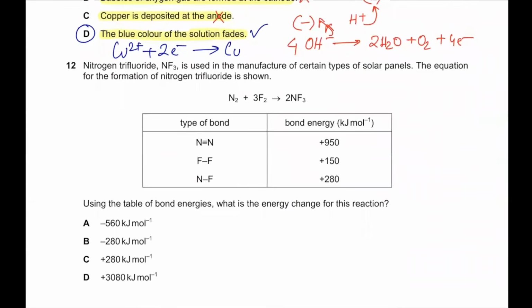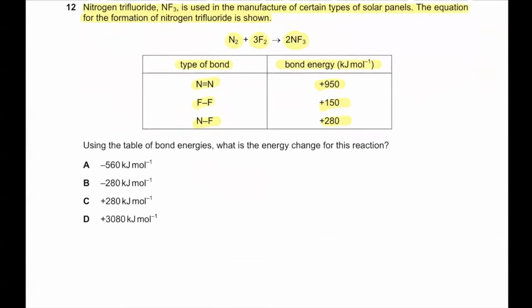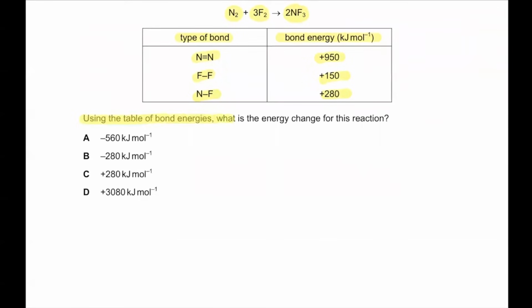Guys, question number 12. Nitrogen fluoride is used in the manufacture of certain types of solar panels. The equation for the formation of nitrogen fluoride is shown. When nitrogen reacts with fluorine, it produces nitrogen fluoride. Type of bond: N≡N triple bond, F-F, N-F. Bond energy: 950, F-F 150, N-F 280. Using the table of bond energies, what is the energy change for this reaction?